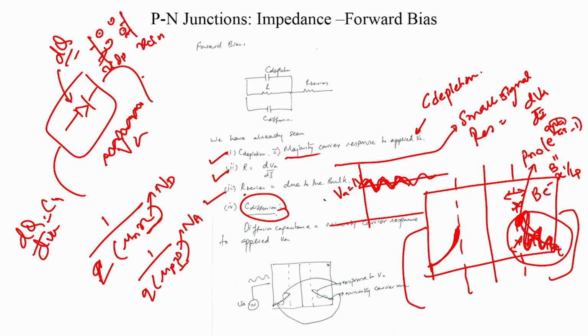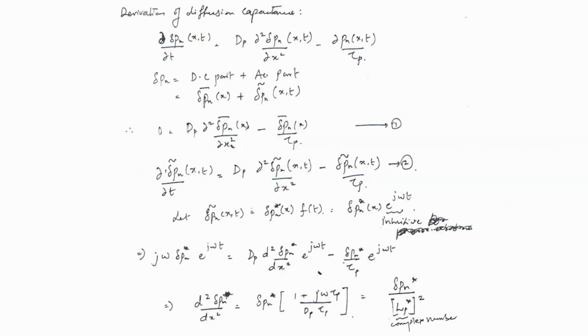So clearly it arises from the concentration variation, the transients of the injected minority carriers, right. So that is what is causing the diffusion capacitance. Therefore, in order to derive the diffusion capacitance, our starting point must be the continuity equation, but not in steady state. We must take into account the transient, okay.